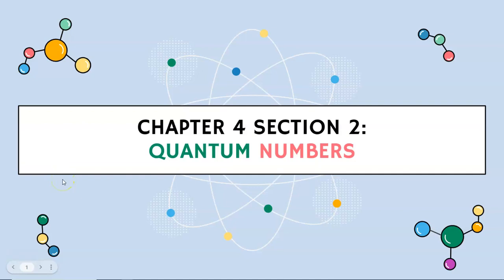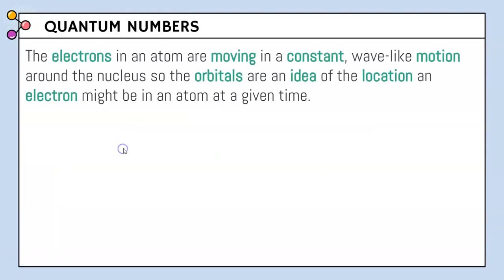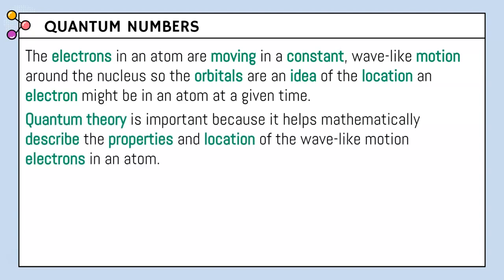All right, so today we're going to be talking about quantum numbers. The electrons in an atom are moving in a constant wave-like motion around the nucleus, so the orbitals are an idea of the location an electron might be in an atom at a given time.